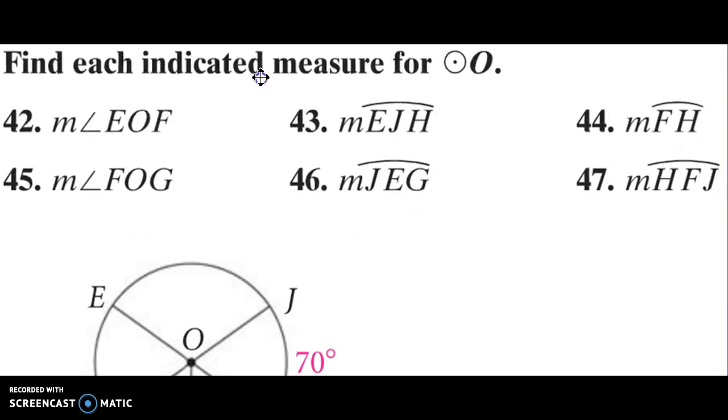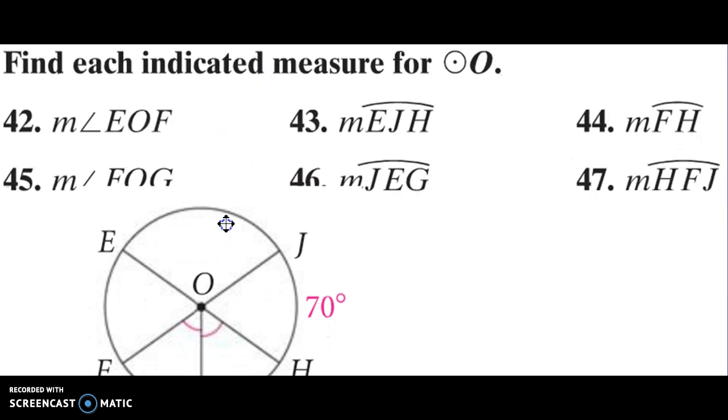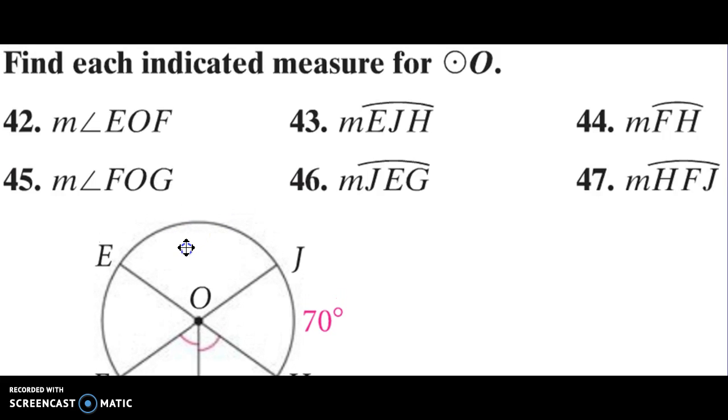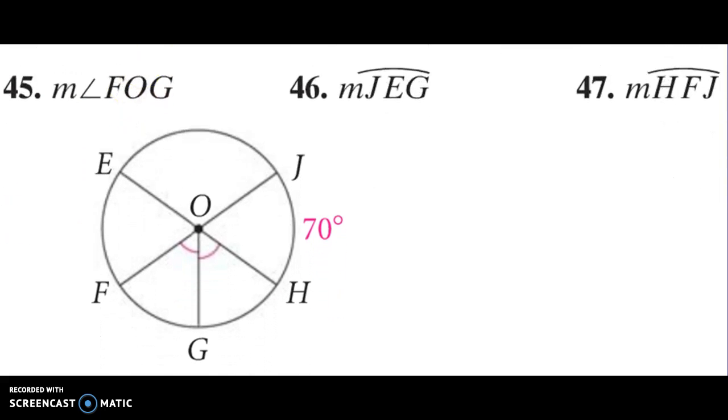On this one, we have circle O, and we want to know a couple of things about it, but let's look at what we already know. We already know that this is 70, and this is the center, so this is my diameter. So that gives me 180. 180 minus 70 gives me 110, and these are congruent to each other, so these are each 55. 110 divided by 2 is 55. These are vertical angles, so this one is 70.